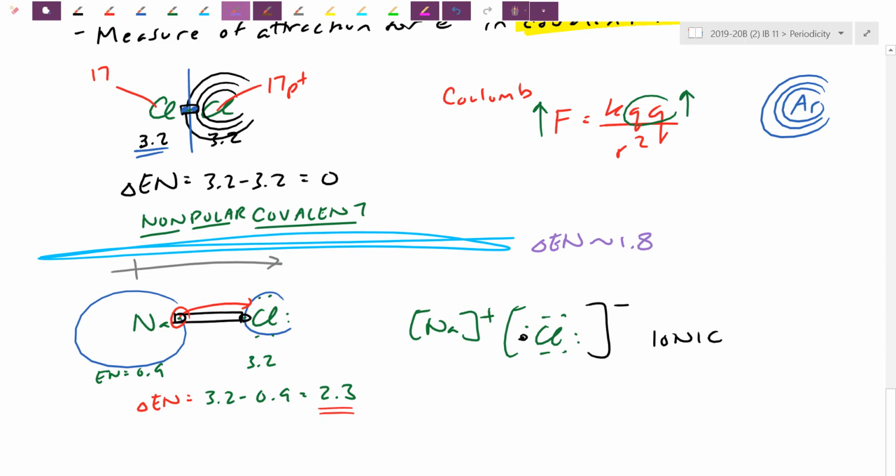anything smaller than 1.8 might be a slight imbalance. We'll call that a polar covalent compound, whereas something that's ionic is going to be a difference of more than 1.8. The heavyweight competitor is actually pulling so hard, he completely snatches the electrons to himself. We're going to come back to this diagram a little more in chapter 4, but at least this is what this physical property tells us.